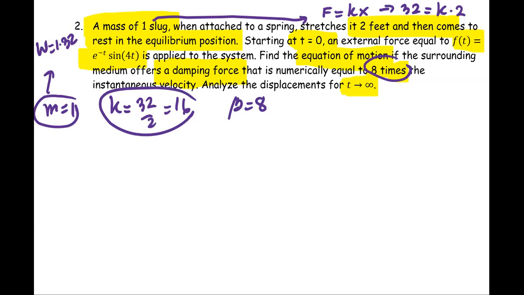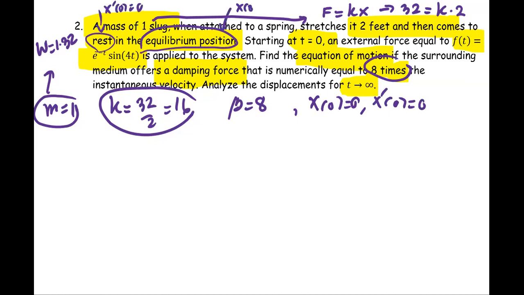What else did we have here? Starting at t equals 0, the motion starts and comes to rest in the equilibrium position. Rest, equilibrium position. So from those two pieces, x at 0 is 0 and x prime at 0 equals 0. The rest here means x prime equals 0, and equilibrium position means x at 0 equals 0.